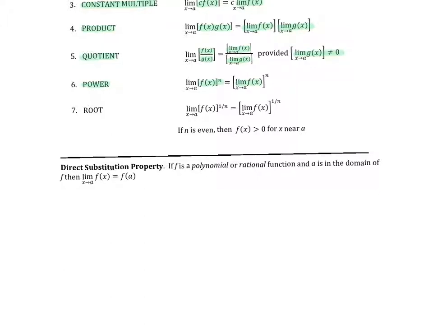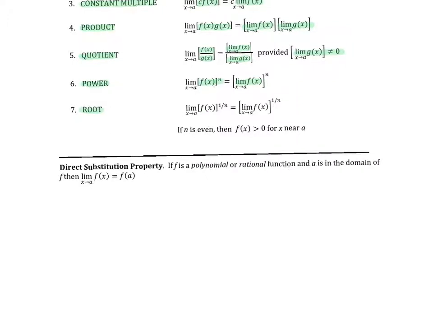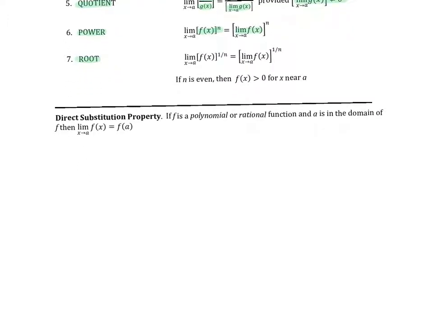The last one is our root power. So just remember, we have to be careful when we're talking about roots. So we can take the root first or the limit first. So we have to be careful, because if we have an even root, like a 1/2, which is a square root, or a 1/4, which is the fourth root, that would mean n is even. Then as we approach our a value, we have to make sure that our f of x are always positive, so we don't get a negative underneath an even root.